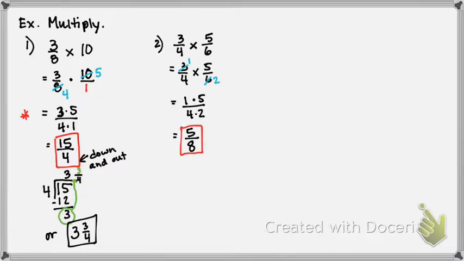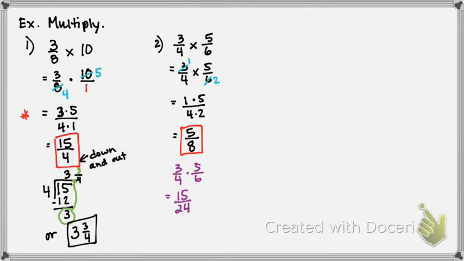Now, let me just show you for just a moment an alternative to this problem. Let's say that you did not want to try to pre-reduce like I like to. So you just multiply straight across. You just skipped right to that multiply straight across. And we get 3 times 5 is 15. 4 times 6 is 24.